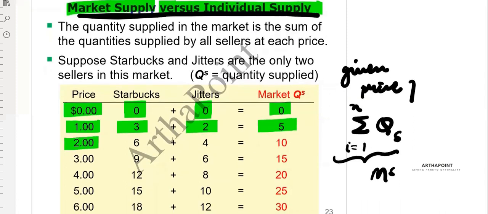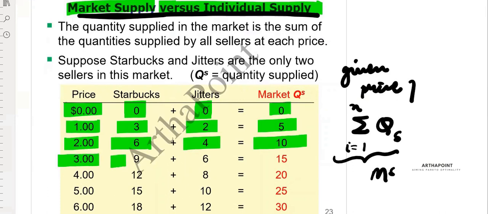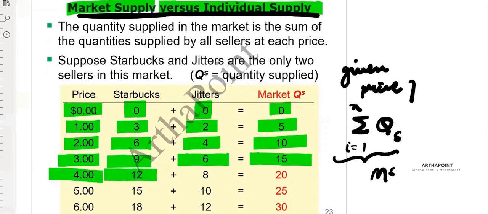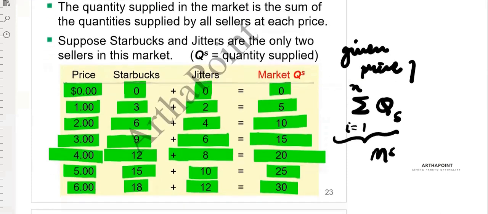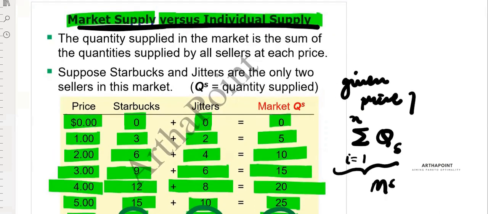When price is 2, Starbucks wants to sell 6. Jitters wants to sell 4. So in total, we will have 10 cups of lattes. At price of 3, we have 9 plus 6, 15 cups of lattes. At price of 4, we have 12 plus 8, 20 cups of lattes, and so on. As price is increasing, at any given price, we are adding how much Starbucks is selling and how much Jitters is selling to get the total market supply.